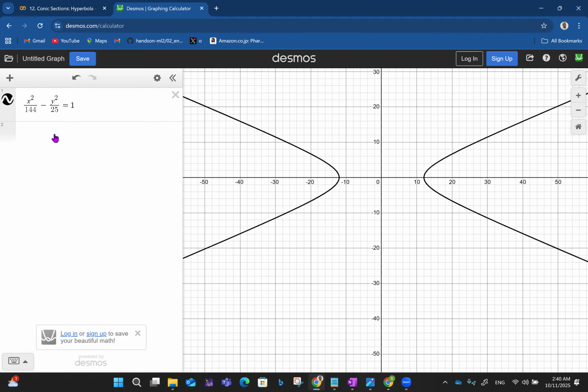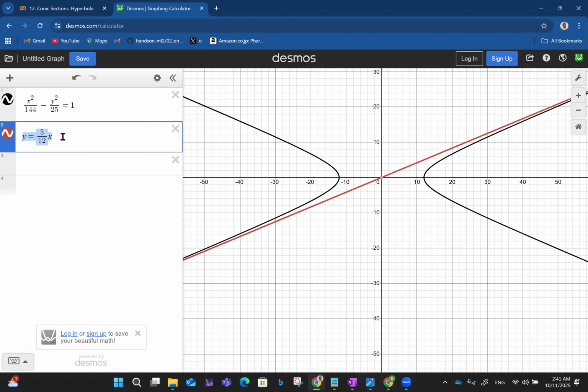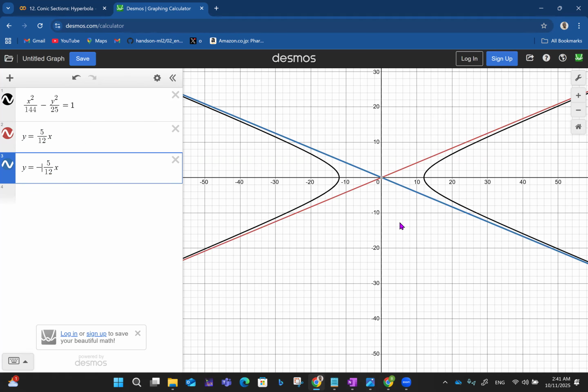And then we know the asymptotes are y equals b over a x. That's 5 over 12, then x. So you can see that as one asymptote right there. Then all we need to do is take the negative of the same thing and we get the second asymptote. So minus, and you get the second asymptote like that. So that's how that works.